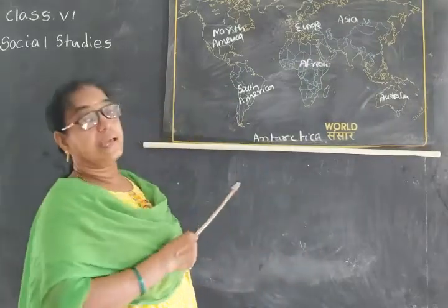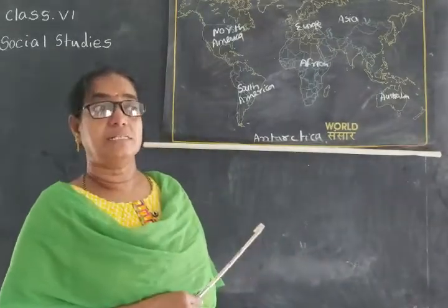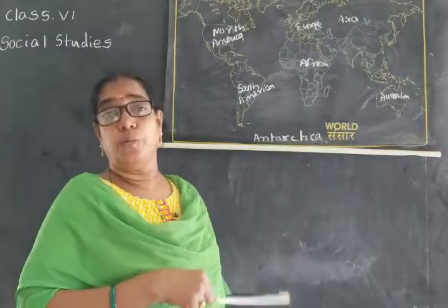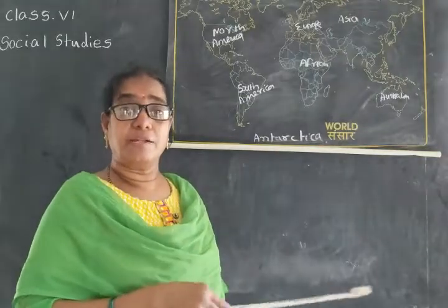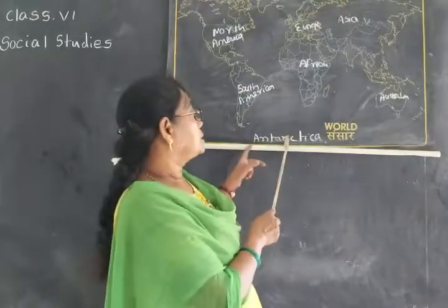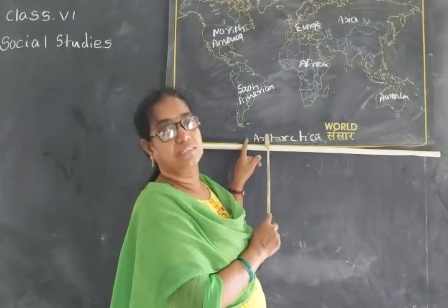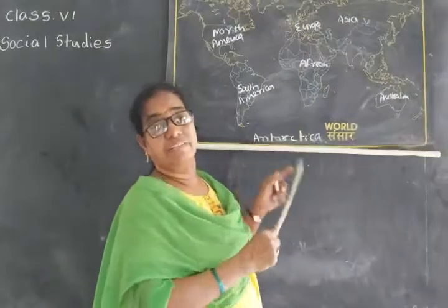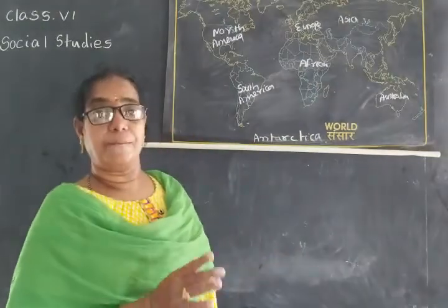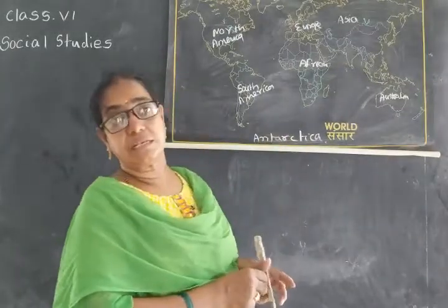Antarctica. Antarctica is completely covered with ice. Some kilometers of the land surface is covered with ice, so it is called the icy continent, also the ice shield. The continent which is completely covered with ice is Antarctica. Like that, every continent is special.